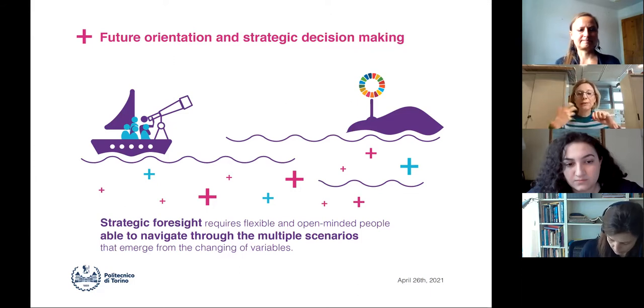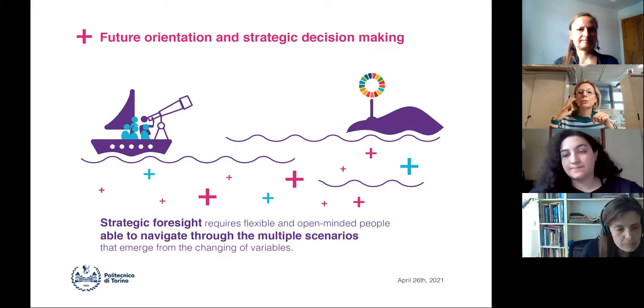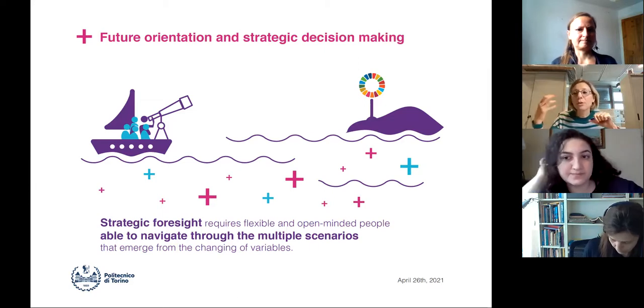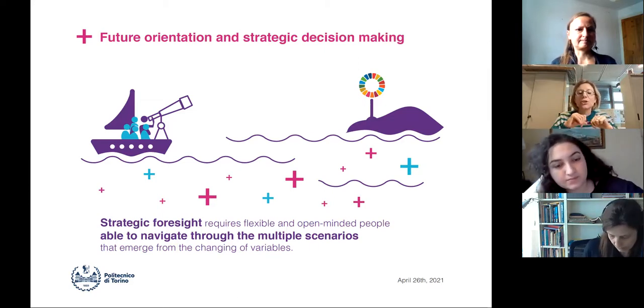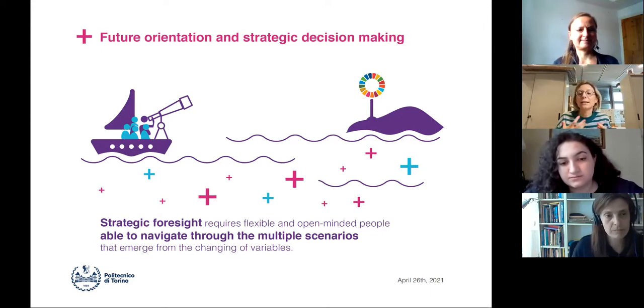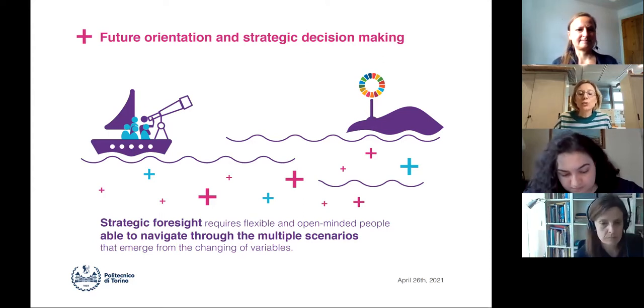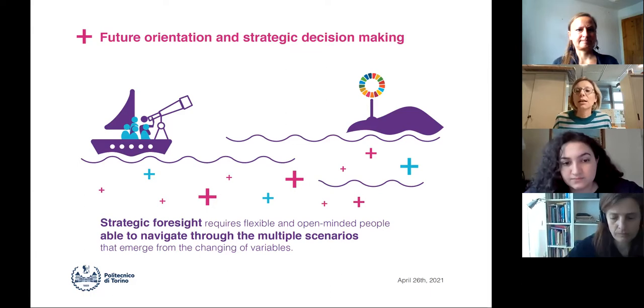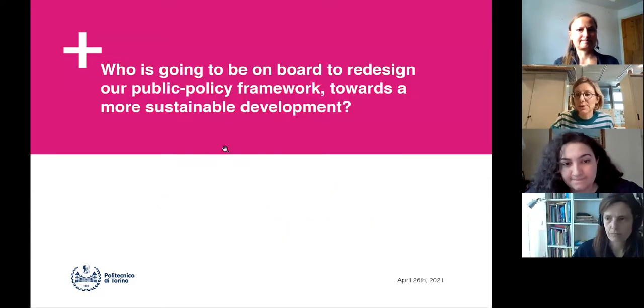So we should have this strategic foresight, but to be really strategic, we should be flexible and open-minded, because we have a very diverse scenario that can happen, and we should choose the best we can with these continuously changing variables that we have in this complex system.